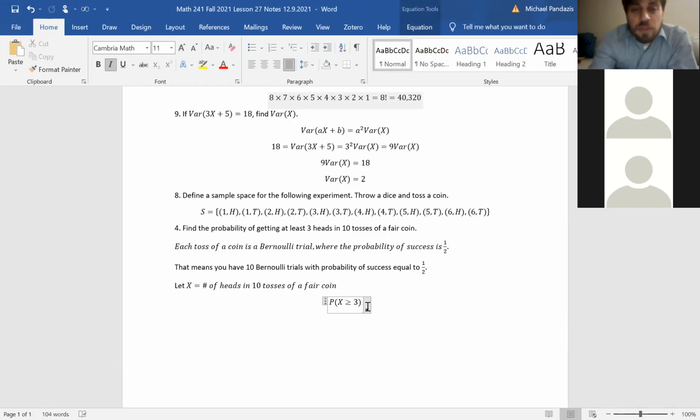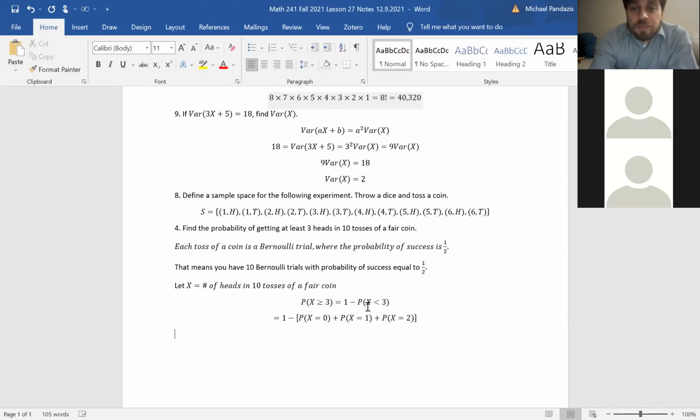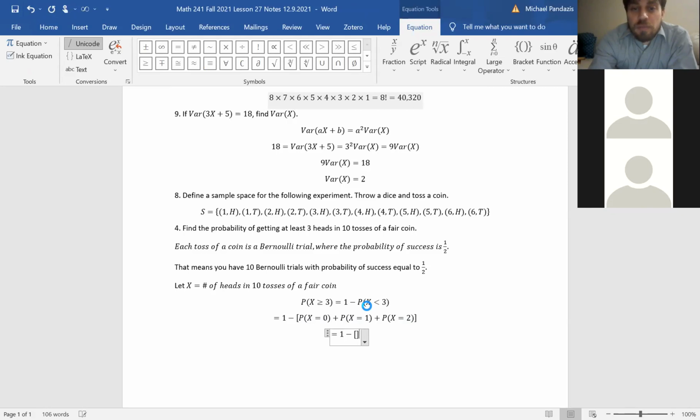And so that's equal to 1 minus the probability of X less than 3. And that's equal to 1 minus the sum of all the probabilities when x is less than 3. So the probability x equals 0 plus the probability x equals 1 plus the probability that x equals 2. And so that's equal to 1 minus.